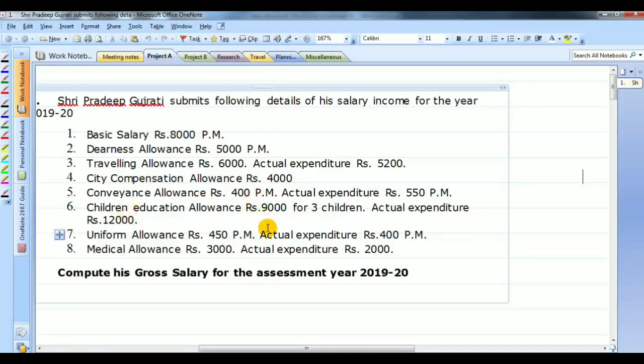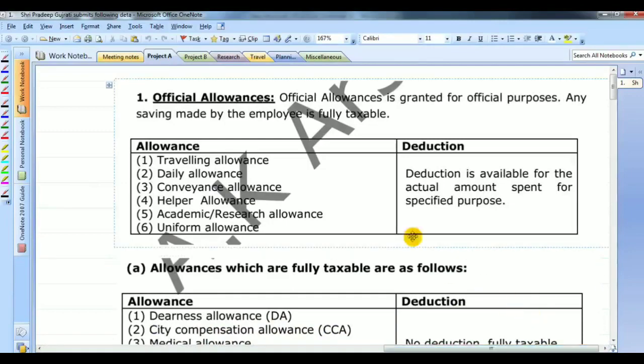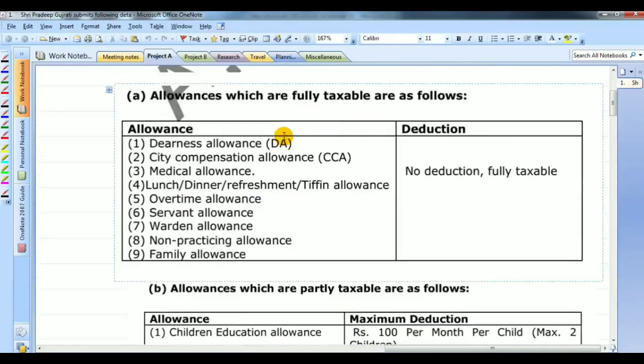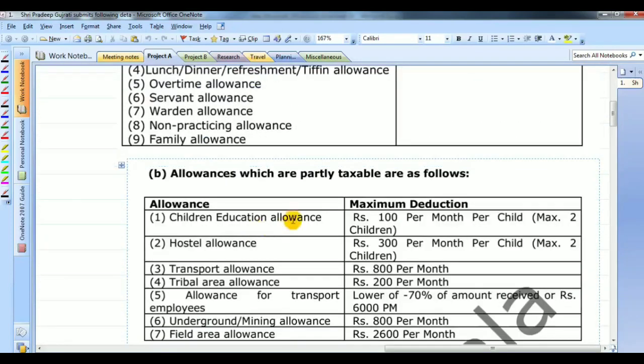Children education allowance of 9,000 for 3 children and actual expenditure is 12,000 rupees. Now, children education allowance, let us look at where this comes. It does not come under official allowance, it does not come under fully taxable allowance, but it does come under the partly taxable allowance, children education allowance. Okay, so rule for children education allowance is given here. Maximum deduction under children education allowance is rupees 100 per month per child up to maximum of 2 children.